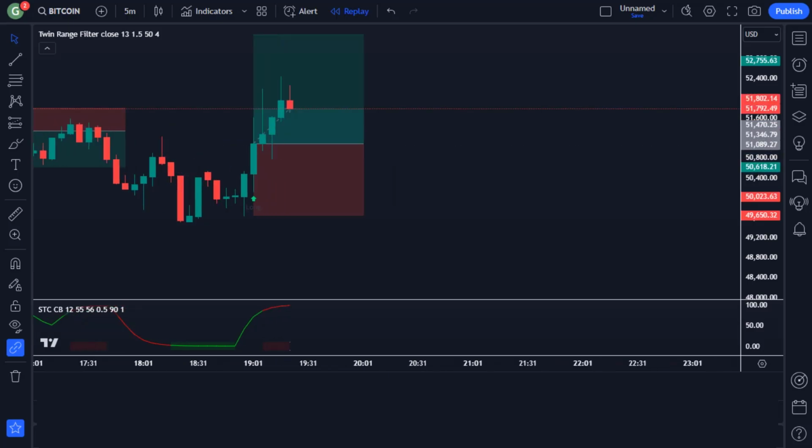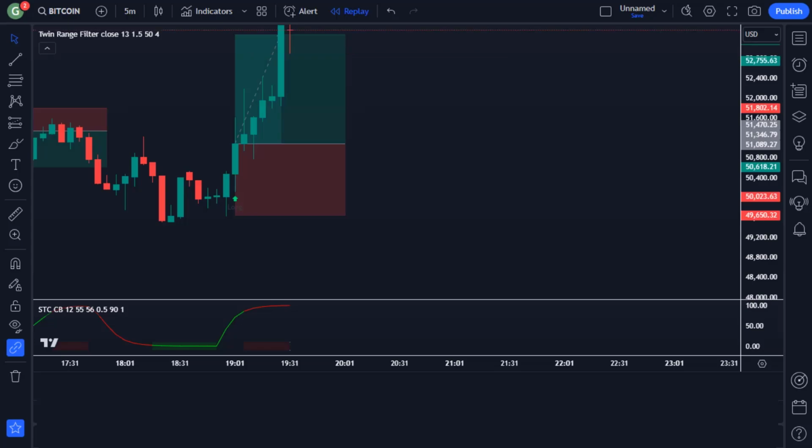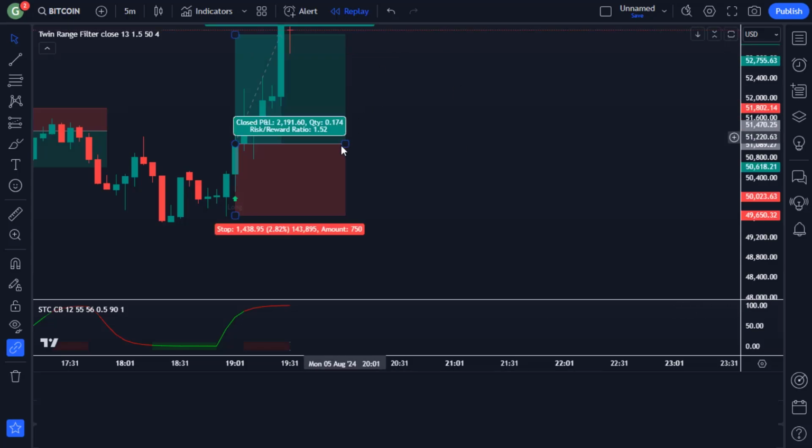The trade is winning in profit. The market has completely hit this target.